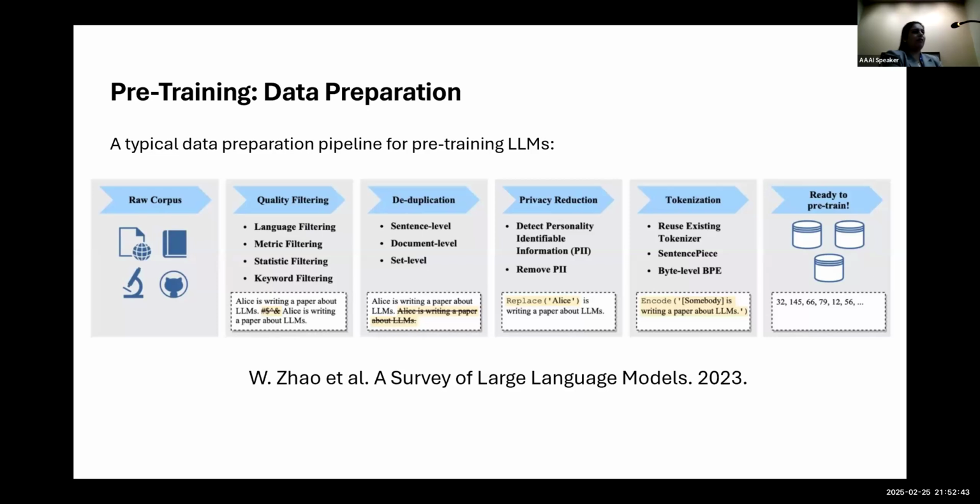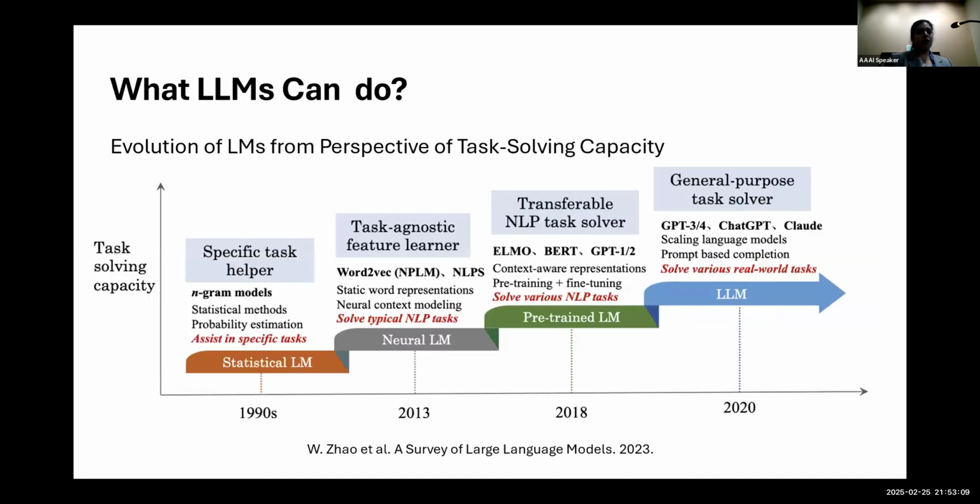Then I will talk about how data preparation works in LLMs. Typically we have to start with a raw corpus, and then we have to do a lot of quality filtering, which is not being done in training any of the LLMs currently. Then we have to do privacy reduction, tokenization, and only then can we train our LLM models.